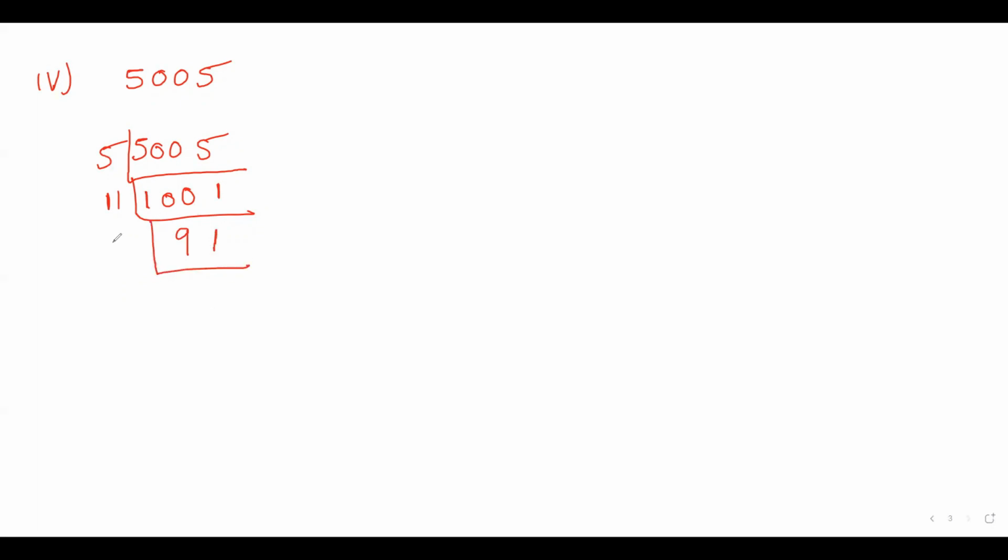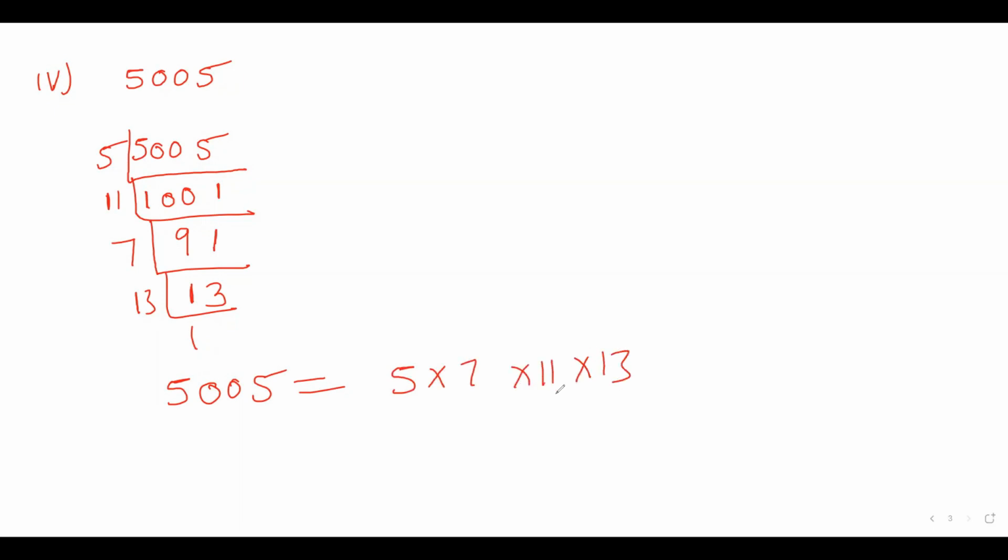Okay. Now 7 13s are 91. 13 ones are 13. Understood? So what are the prime factors you got? Write in the ascending order, smaller to big order you write. So this is the prime factorization of 5005.